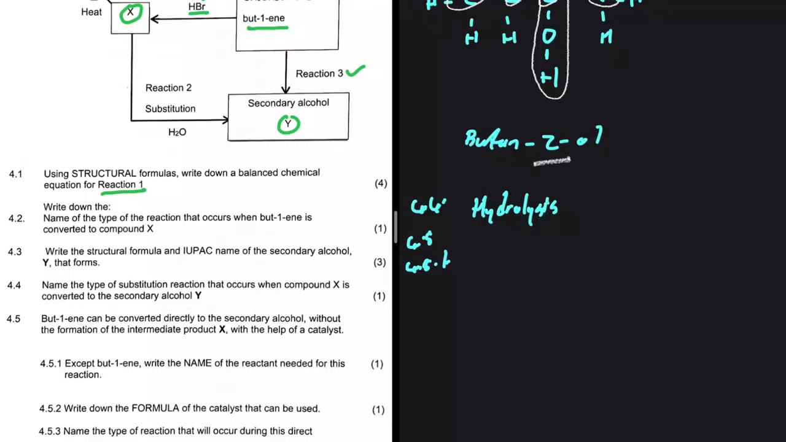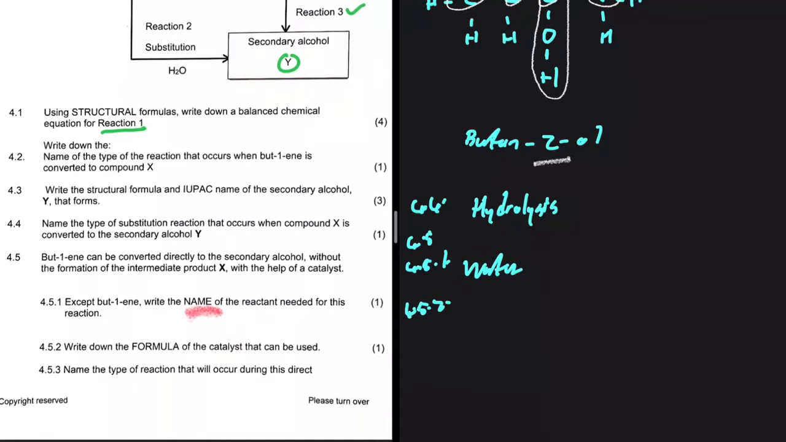What do you need to add to butane in order to have an alcohol as your product? You need to add H2O, but they say the name. So if you write H2O, it is wrong because H2O is not the name. The name is water, right? That is another trick to the question, because if you write H2O, I'm telling you, your answer is wrong. You need to write water.